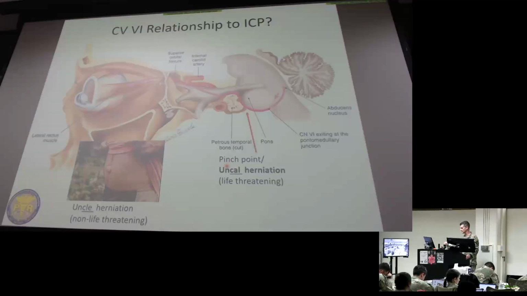And just for spelling's sake, we've got uncal herniation versus uncle herniation. This is your uncle, he has a hernia. That's not life-threatening usually. But uncal herniation, if you say uncle herniation in a note, they're just going to move on. It's going to be okay.